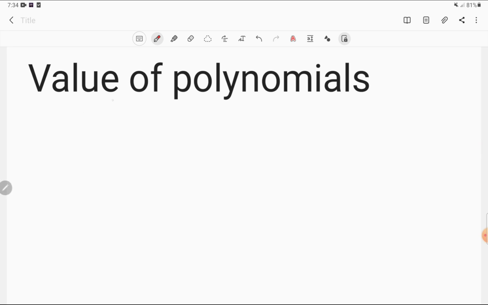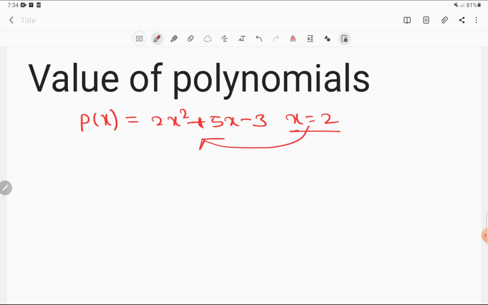What does value of polynomial mean? I have taken one example here: p of x equal to 2x square plus 5x minus 3, and x equal to 2. So this is one polynomial, 2x square plus 5x minus 3, and they also give the x value, which is 2. This x value you have to put in the given polynomial. So in p of x, where is the x? You have to put the value 2.